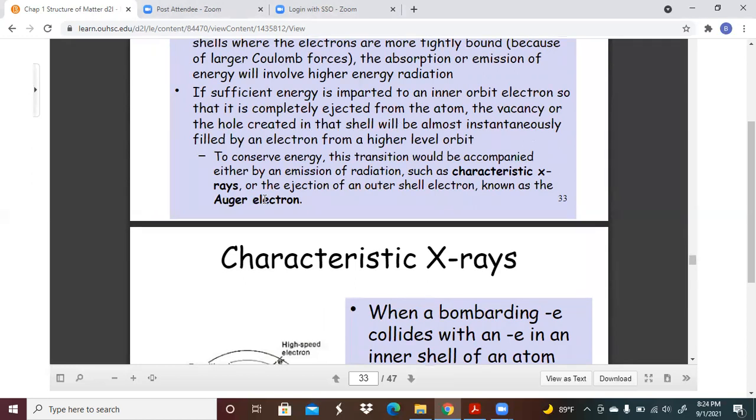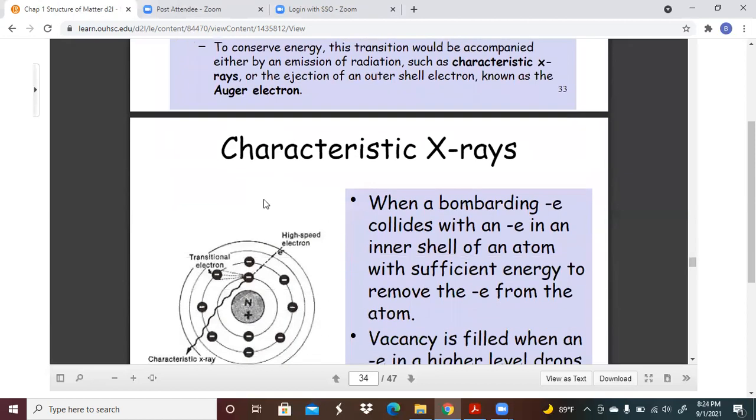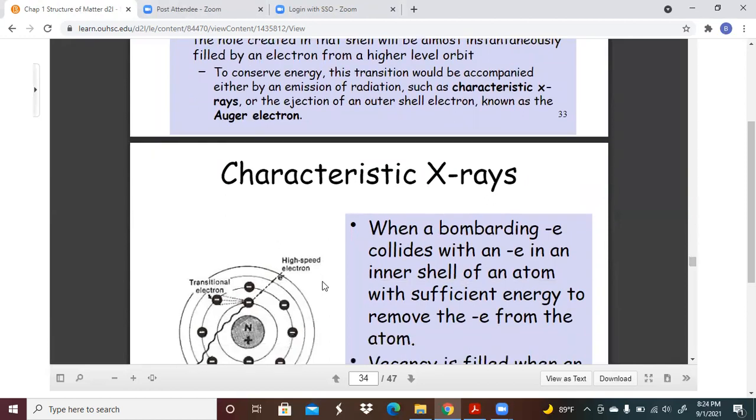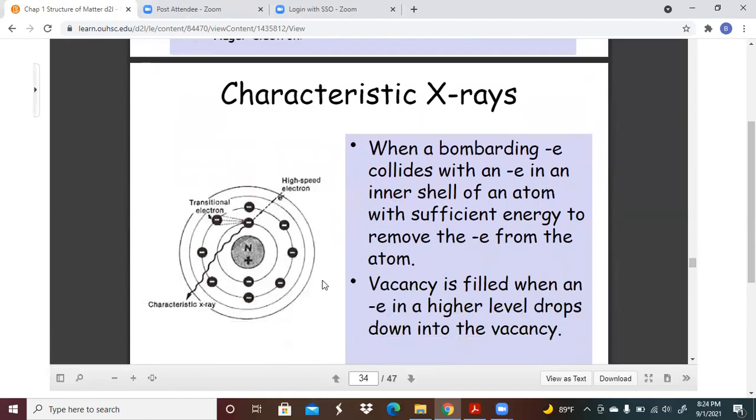To conserve energy, this transition would be accompanied either by an emission of radiation, such as a characteristic X-ray, or the ejection of an outer shell electron, known as the Auger electron. I don't believe you say that as Auger. I forget. Auger electron. That's it.